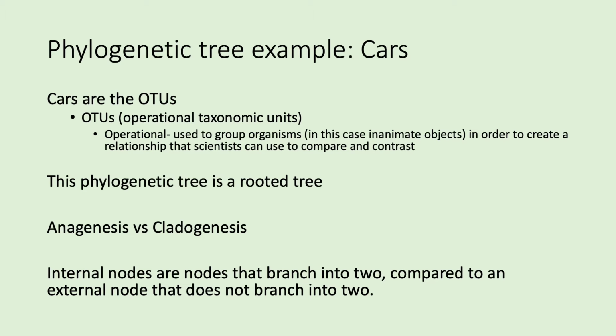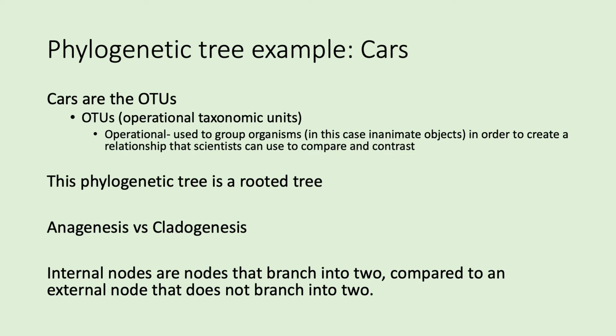OTU is short for Operational Taxonomic Units, and they are operational definitions in order to establish units to compare similarities and differences with other closely related units. Conceptually, defining an OTU is solely to establish groups for comparison. The scale of these units can be at any taxonomic level. In this case, I have grouped together cars to compare and contrast their shapes.